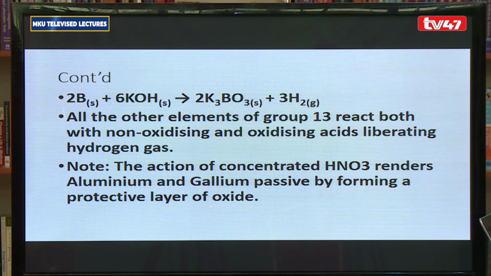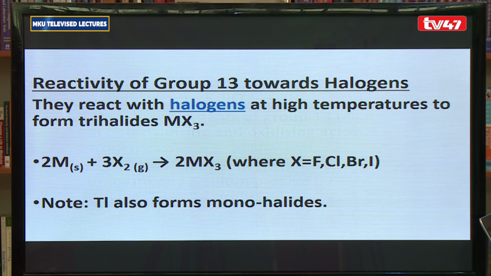So boron plus potassium hydroxide, you get potassium borate and hydrogen. All the other elements react with both oxidizing and non-oxidizing acids to liberate hydrogen gas. Now when you react aluminium with nitric acid, it oxidizes and forms a protective layer of aluminium oxide, and that protective layer makes it unreactive or passive.